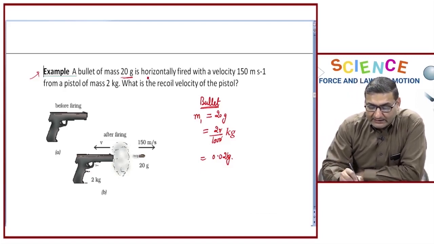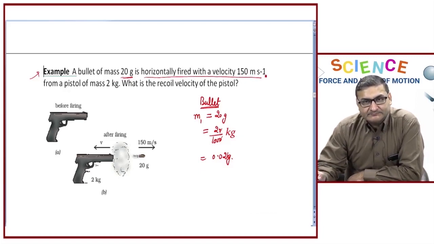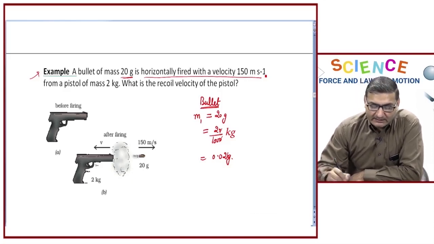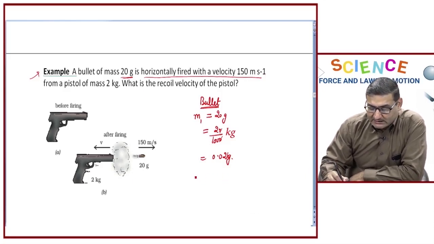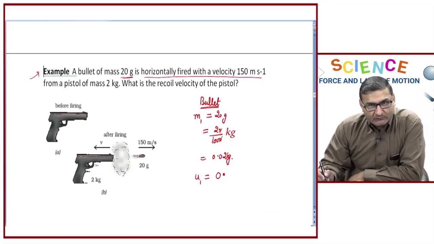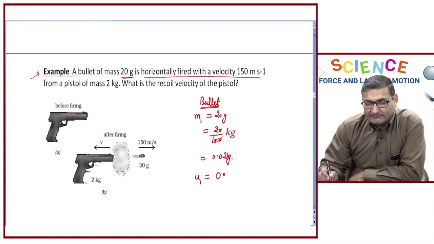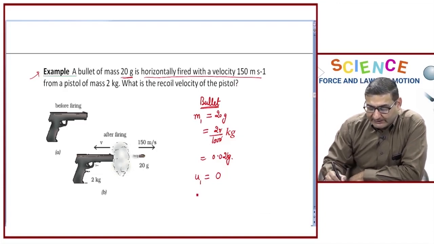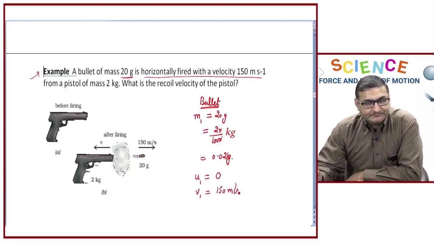Now, this bullet is horizontally fired with a velocity of 150 meters per second. Initially the bullet was in the revolver, or a pistol. So the initial velocity of the bullet, let it be u1, was 0. But after pulling the trigger, the velocity of the bullet, let it be v1, becomes 150 meters per second.